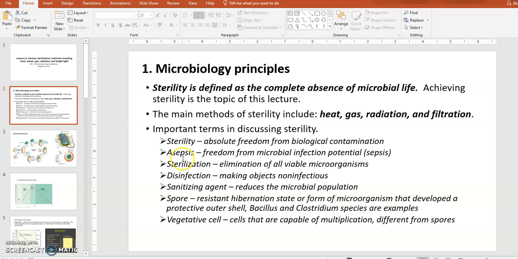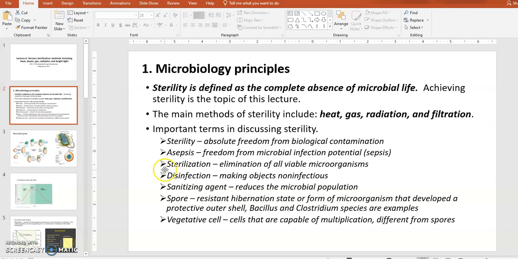Asepsis is a freedom from microbial infection potential. So infection potential is removed. That's what asepsis is, or aseptic. If you use aseptic processing and handling, that reduces the chance of getting infection. That's what it is, right?